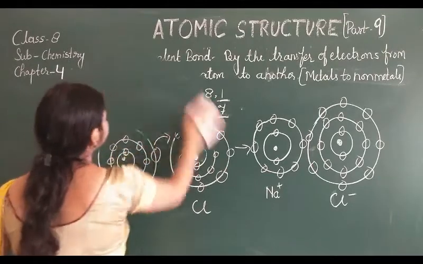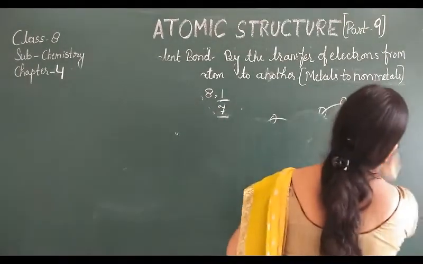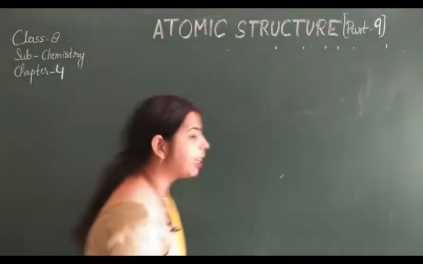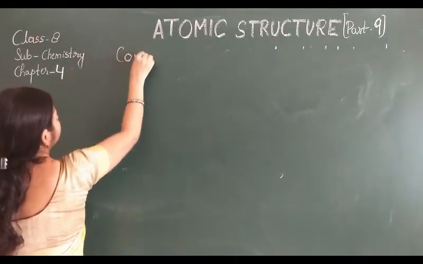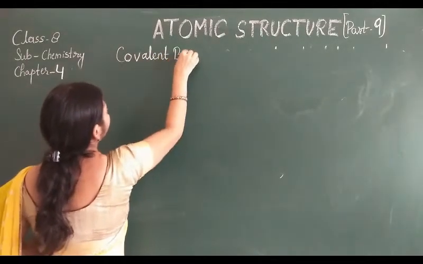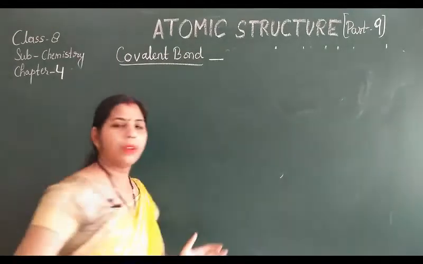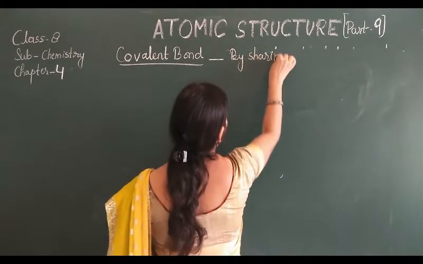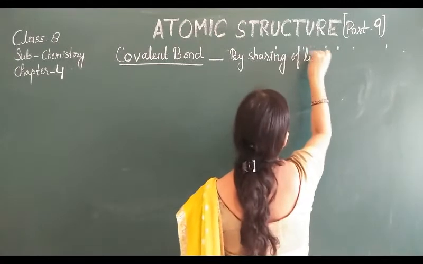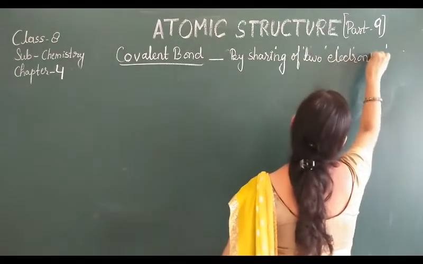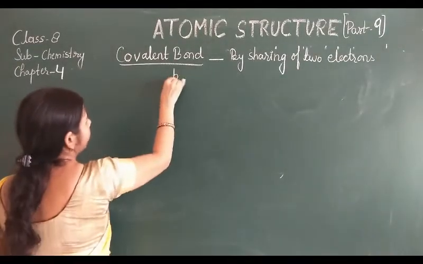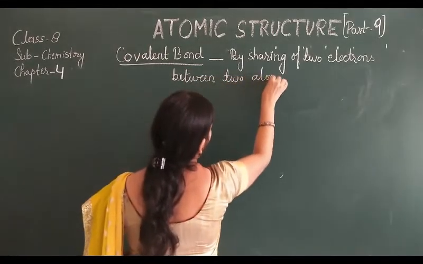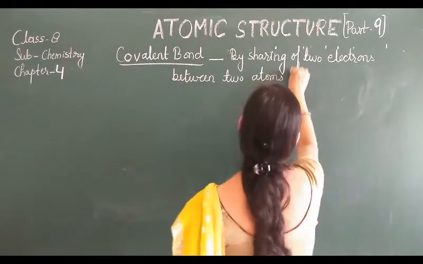Now the second type of bond is the covalent bond. As I told you previously, this bond is formed by the sharing of 2 electrons between 2 atoms, and it occurs between 2 non-metals.